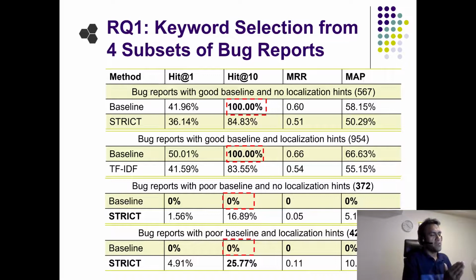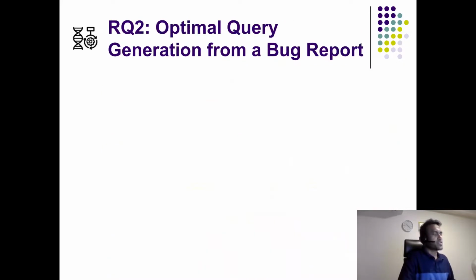And what we can conclude from here is that for 1/3 of the bug reports from our data set, the baseline technique is performing very poorly, and the performance of the state-of-the-art techniques is a bit better, but not sufficient, right? So this leads to our second research question. In the second research question, what we try to find out is whether these bug reports actually contain any optimal search queries or not.